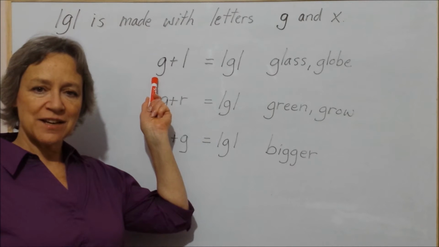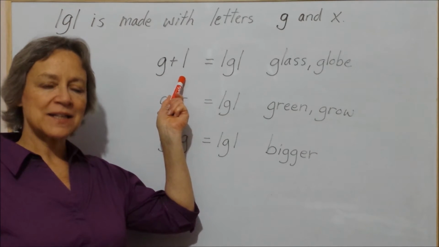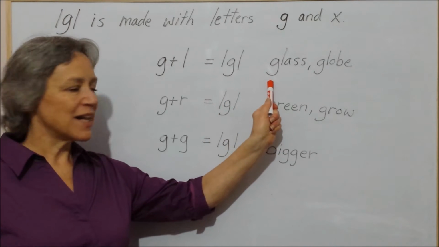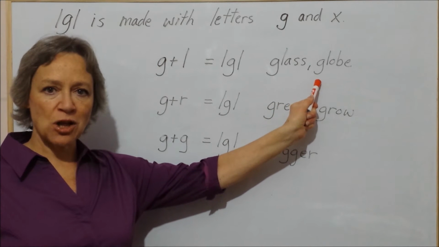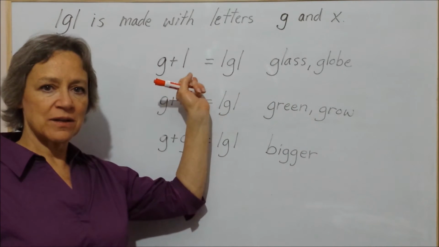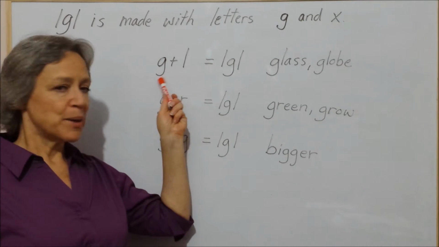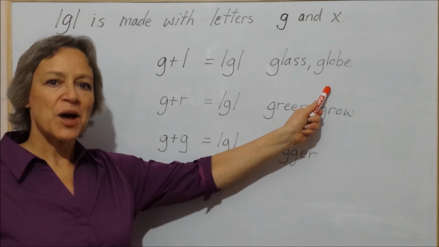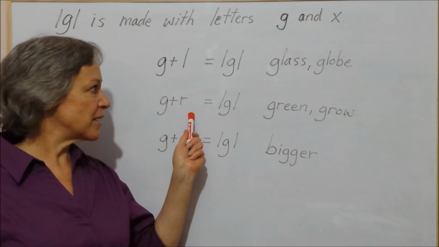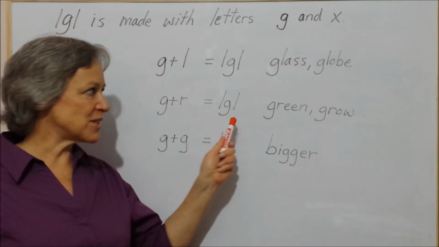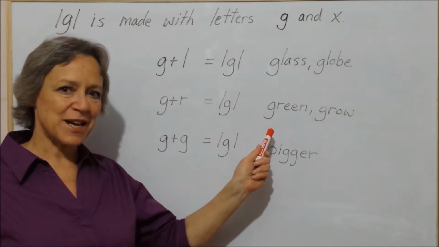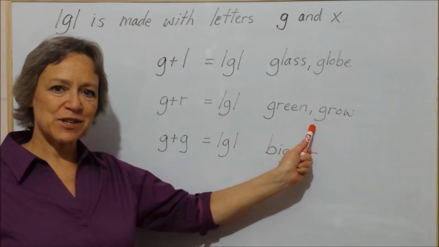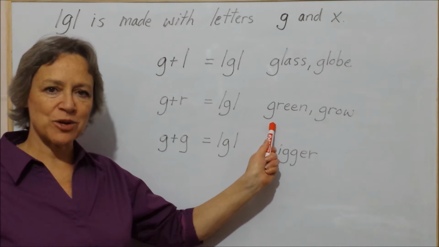The letter G, when followed by the letter L, does sound like G. Okay? So two examples are glass and globe. Of course, we do hear the L sound, the O also, but the G sounds like G. Glass, globe. When the letter G is followed by the letter R, G also sounds like G. Here I have two examples. Green, grow. Okay? In both of these words, we can hear the G at the beginning of the word.